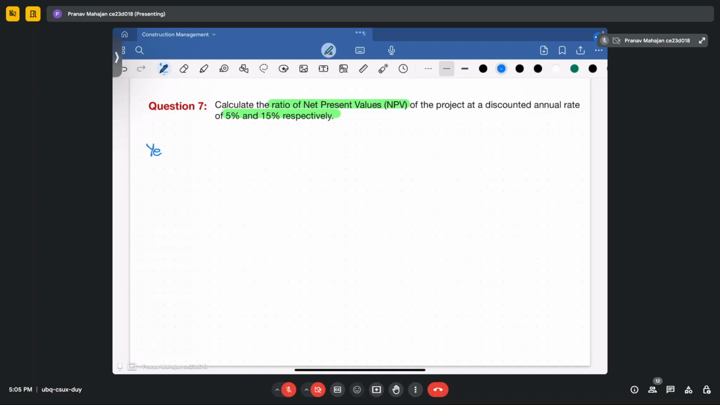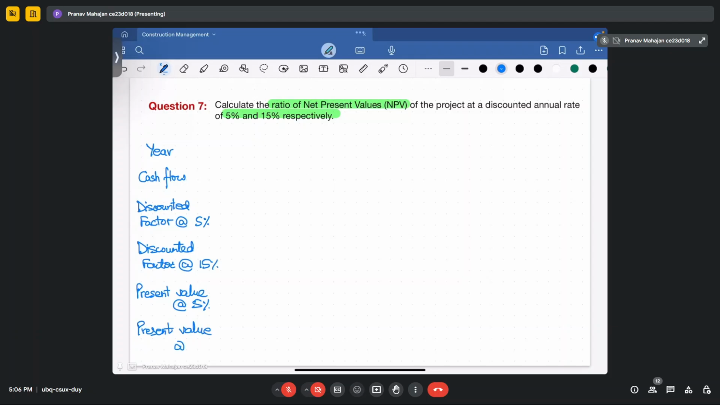So first is year, then cash flow, then discount factor at the rate of 5%, and then we have discount factor at the rate of 15%. Then we will calculate their values. So the present value for the 5% case, and finally the present value for the 15% case. Okay, so we are doing both the cases in one single table. I hope you will be able to understand that.